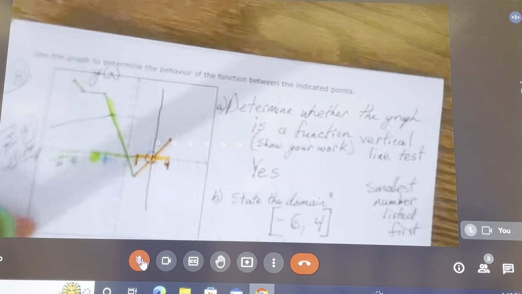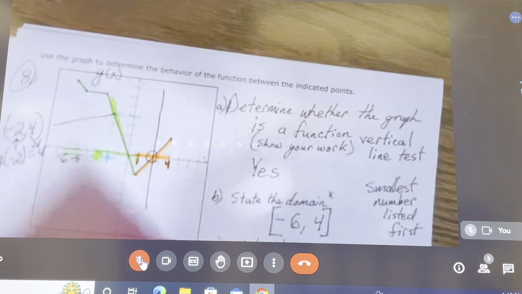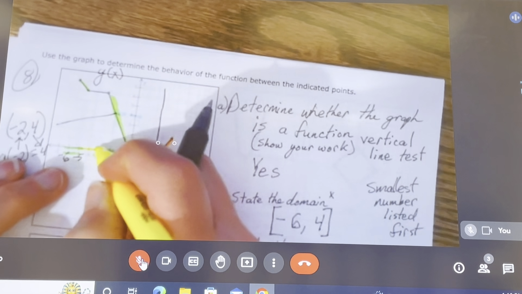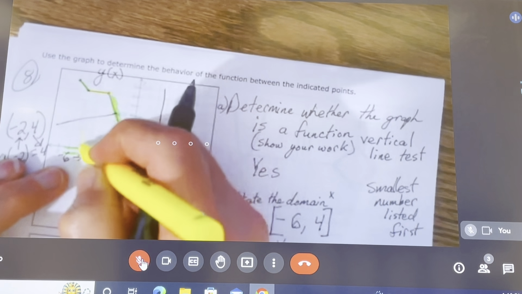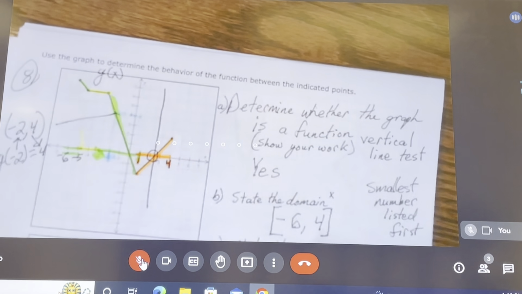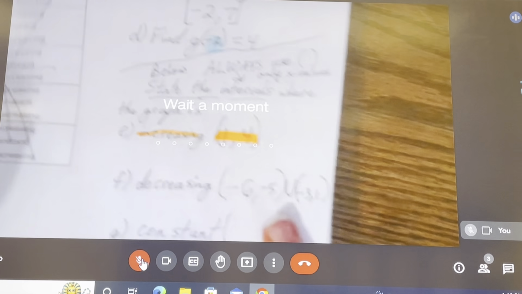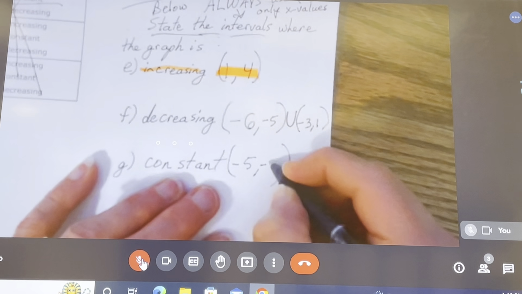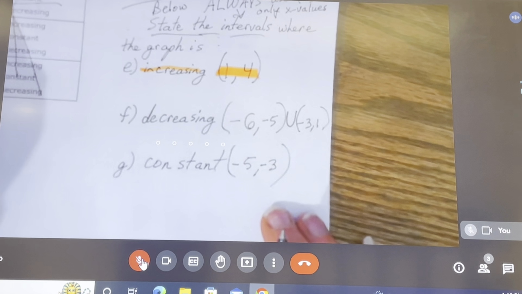Now where is this constant? Well, it's only constant in one place, just one interval I should say, and that's between -5 and -3. That is the only interval where it is constant.